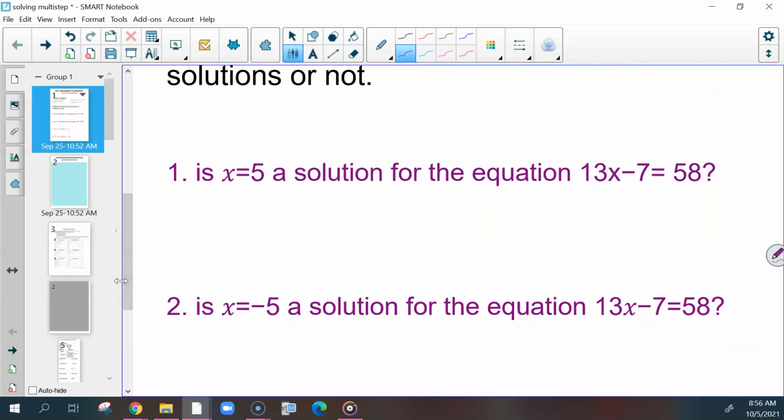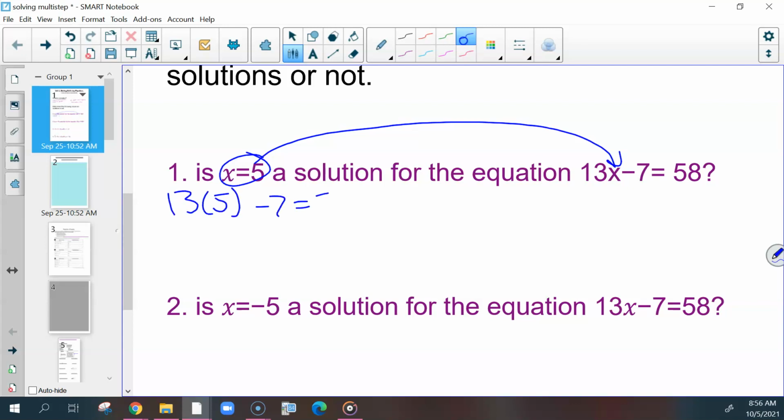So for number 1, it's asking, is 5 a solution for this? So what we're going to do is take 5 and put it in for x, kind of like when we were evaluating. So we have 13 times 5 minus 7 equals 28. And we're going to simplify this and see, is this true or not?